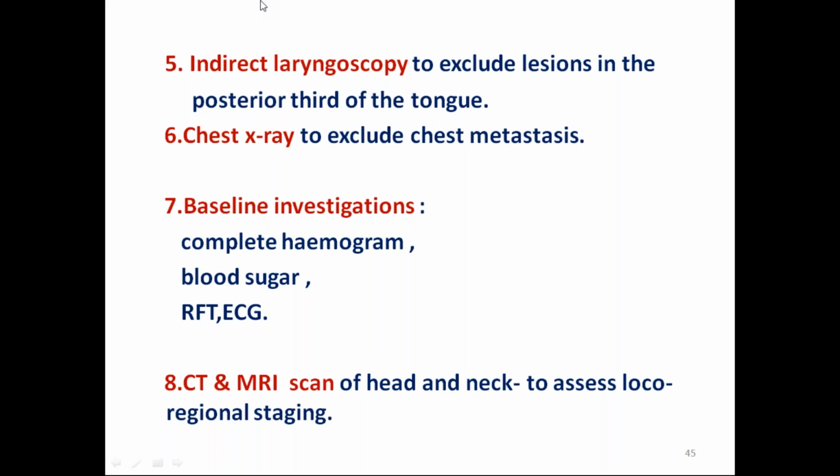Indirect laryngoscopy is done to exclude any lesions in the posterior third of the tongue, and chest X-ray to exclude chest metastasis. Baseline investigations include complete hemogram, blood sugar, renal function tests, and ECG. CT and MRI of the head and neck are done to assess the local lesion staging.